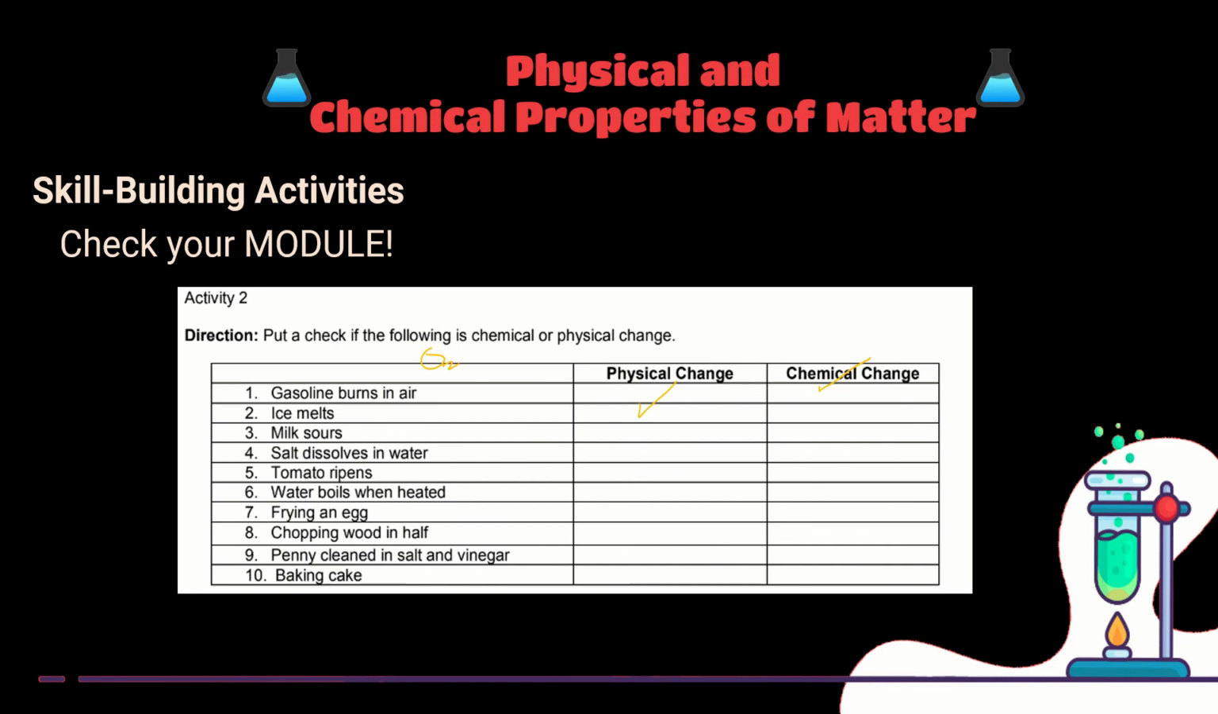Next, the milk sours. Nabago yung lasa ng gatas. So ibig sabihin, it deviates or naiba, nagkaroon ng changes sa kanyang characteristics, sa kanyang properties. So this is chemical change.